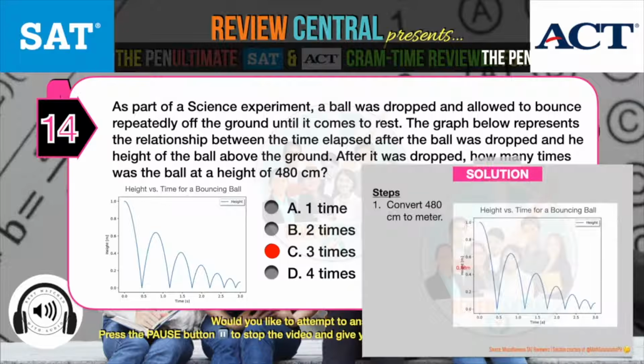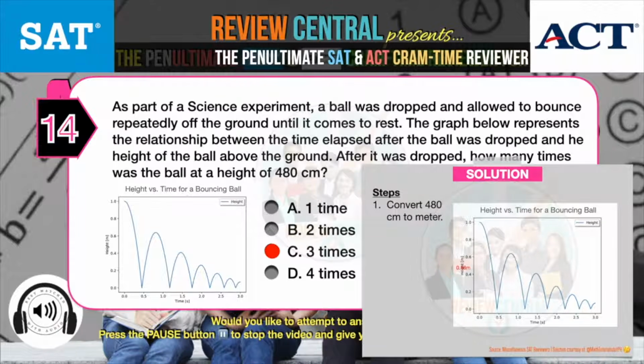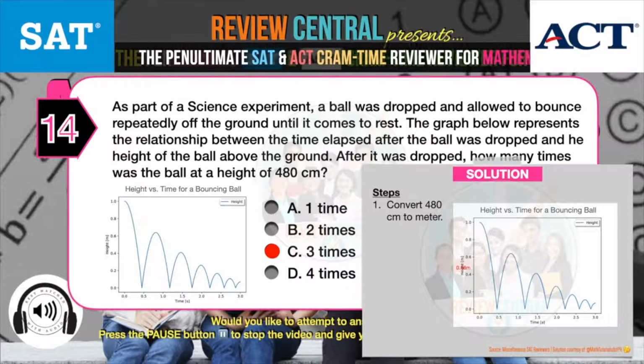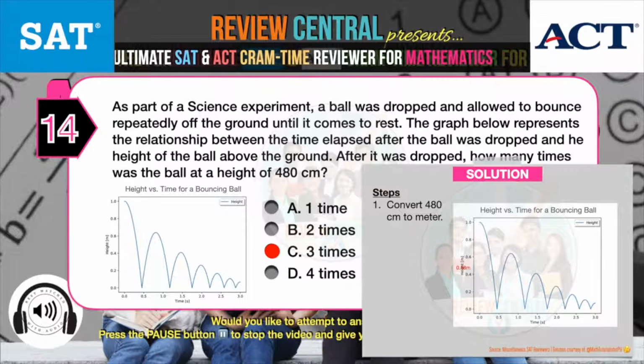The only real calculation we need to do, and we can do it in our head, is converting the height from meters to centimeters. The height in the graph is given in meters, or fractions of a meter, and we are being asked how many times the ball is at the 480 centimeter level, so we simply need to convert 480 centimeters into meters, which is 0.48 meter. The height in the graph is given in 0.2 meter intervals, so we can simply estimate the 0.48 meter level.